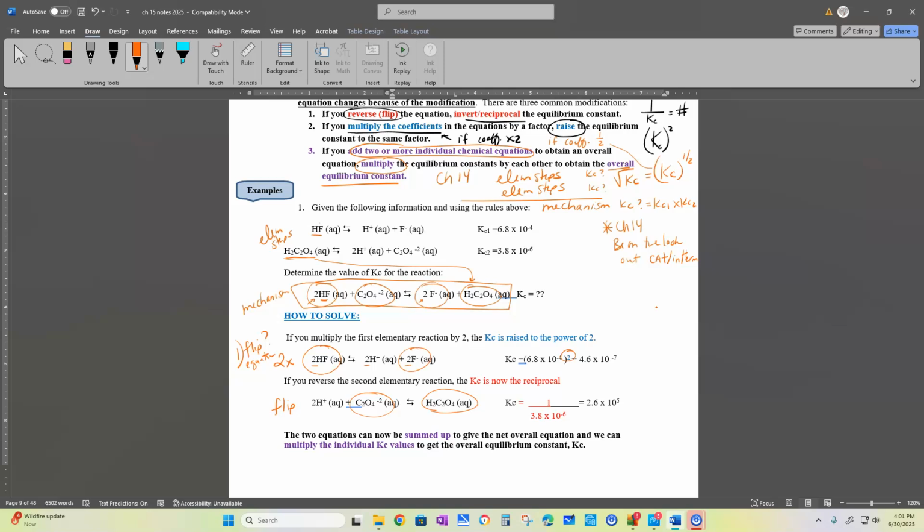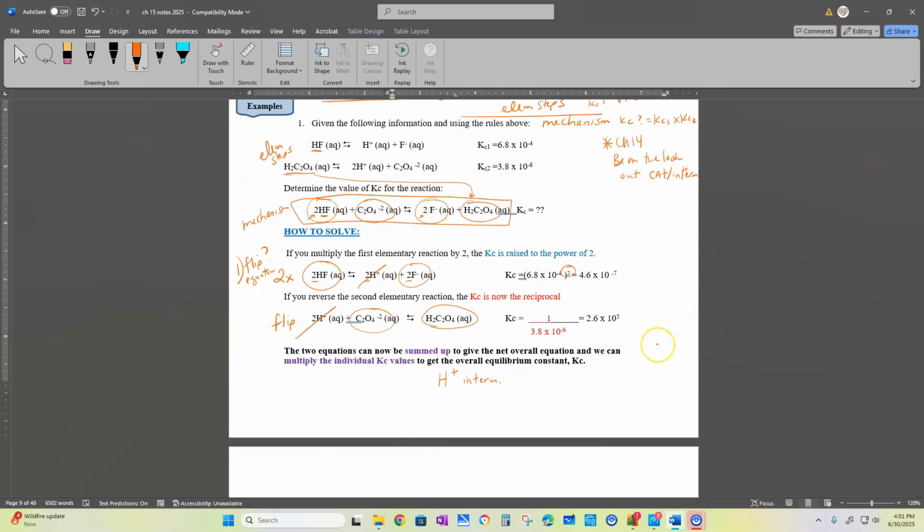So now the question is, what about this 2H plus? On the product side, it was produced and then consumed. That's called a catalyst. Sorry, I almost had a moment there. My H plus, that's an intermediate. And I don't see a catalyst in this one. So now you add up the equations, but you multiply the Kc values. So you're going to take this Kc value and multiply it by this Kc value.